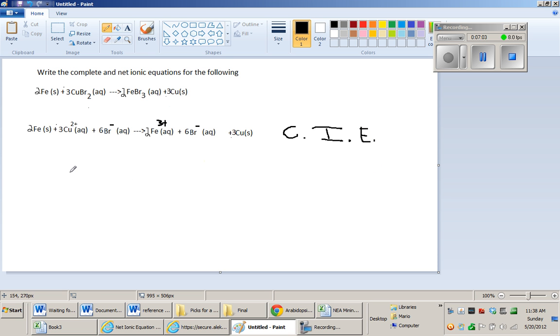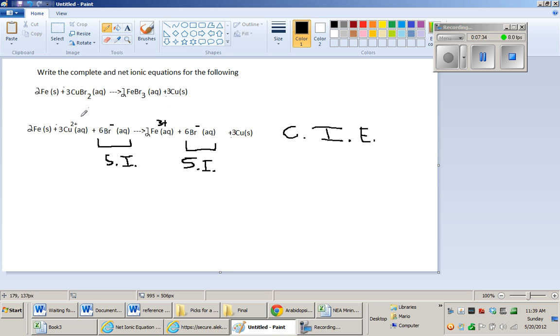Notice, though, that there's some repetition here. In the products, we have 6 bromide. In the reactants, we have 6 bromide as well. Since they're present both in the products and reactants, these are called spectator ions. It's kind of like they don't really do anything. They sort of hang out in solution while the other chemicals are actually reacting, and they're just watching. They're spectating. They're not actually participating in the action.